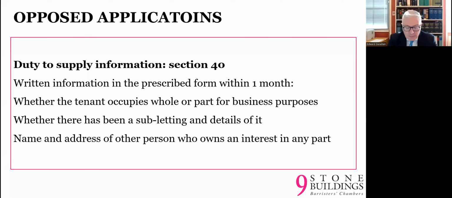The duty imposed by Section 40 is one that requires the tenant to provide the information within a period of 1 month. And then there's a continuing duty on the tenant for a period of 6 months that if it comes to the tenant's knowledge that the information that was given in response to the Section 40 notice changes, if somebody moves out, for example, then they have to update the landlord with that new information.